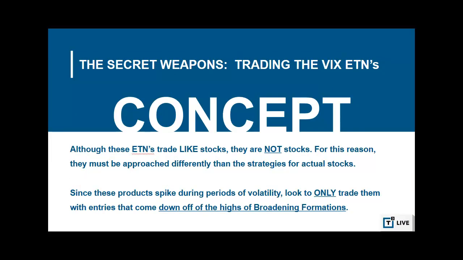It's important to remember, although these ETNs trade like stocks, they are not stocks. For this reason, they must be approached differently than the strategies for actual stocks. Right? These are volatility ETNs. They're not companies, not stocks. Since these products spike during periods of volatility, look to only trade them from entries that come down off the highs of the broadening formations. Right? We want those spikes in volatility and then come down. We do not try to trade these things on momentum. Right? We can use momentum setups off the top, but not going into the lows.